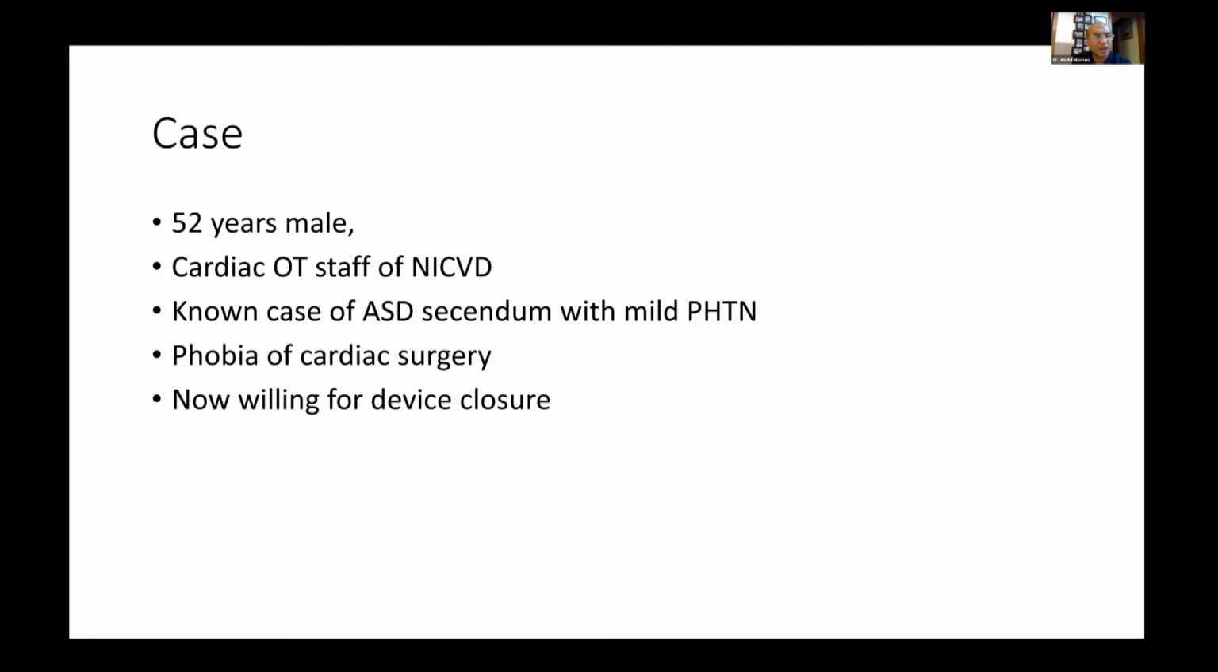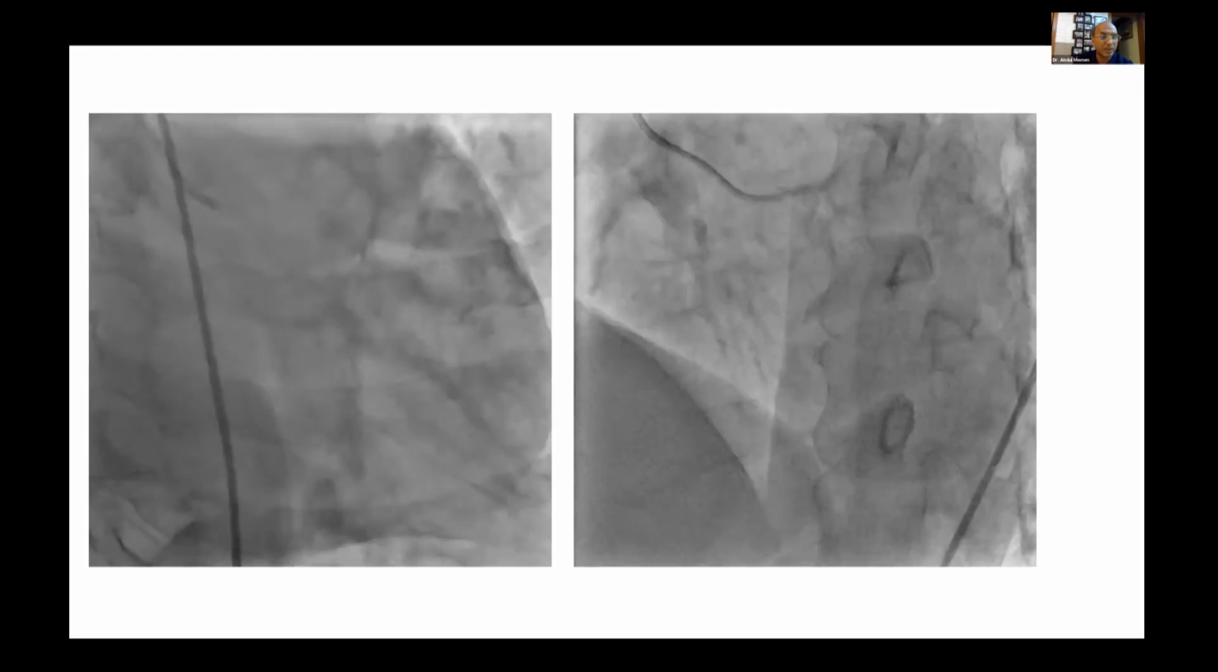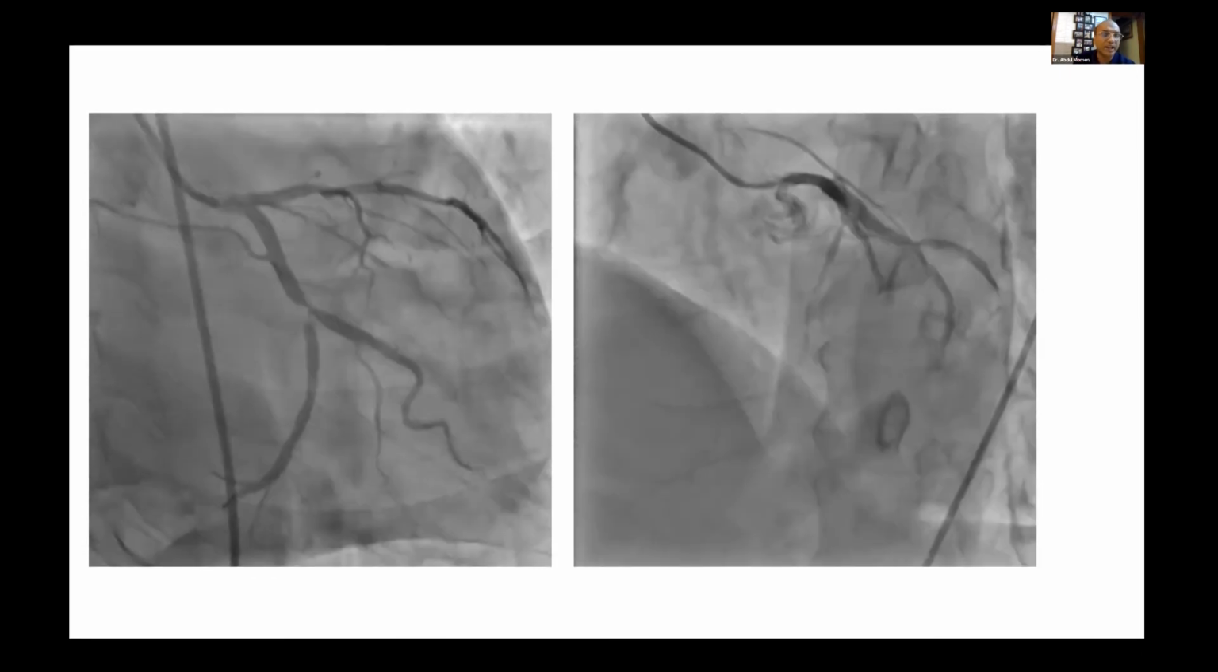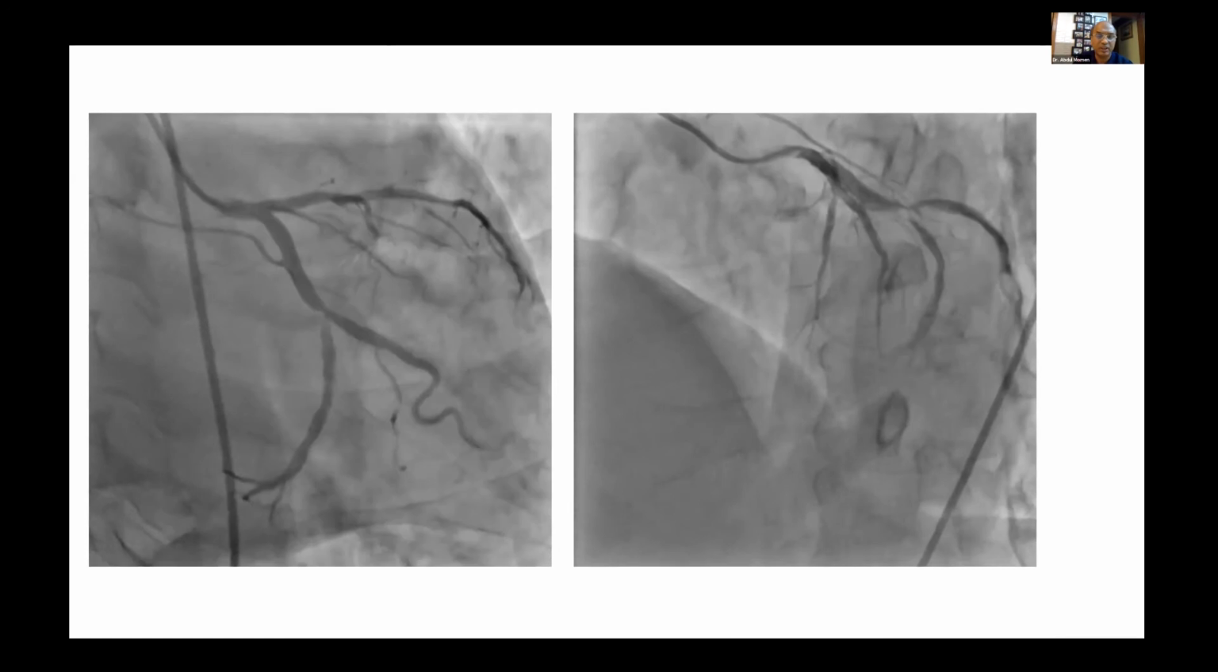So this is a complex coronary case. A 52-year-old male, cardiac autostop of NICVD. He is a known case of secundum ASD with mild pulmonary hypertension for more than 20 years, but he had a phobia of cardiac surgery, now willing for device closure of ASD. But the routine coronary angiogram showed a bifurcating Medina 111 lesion of a dominant LCX. We again referred him to surgery, but he refused.